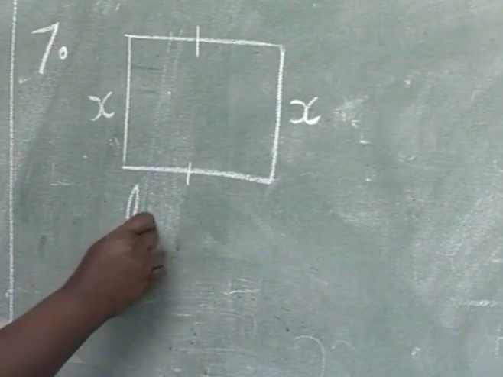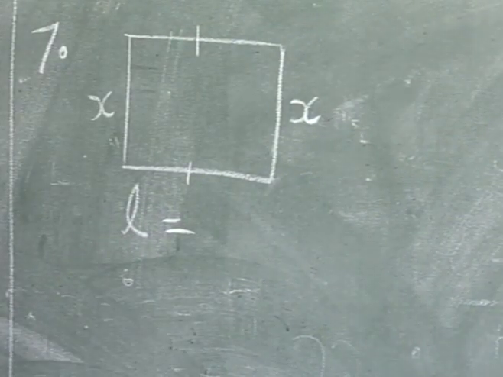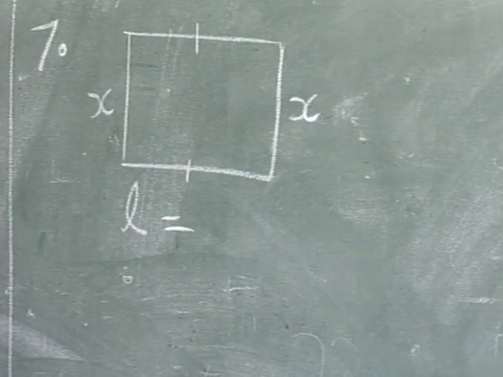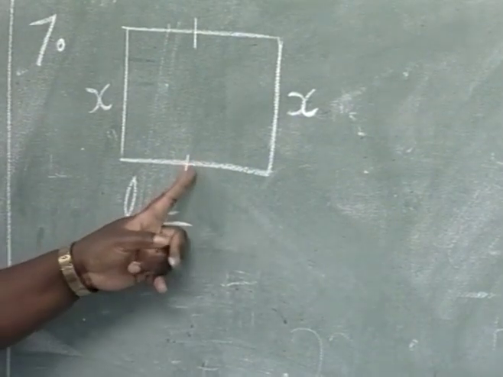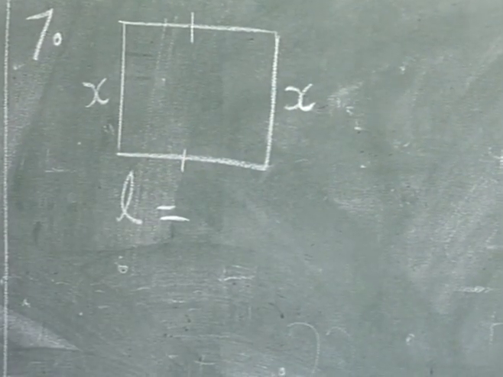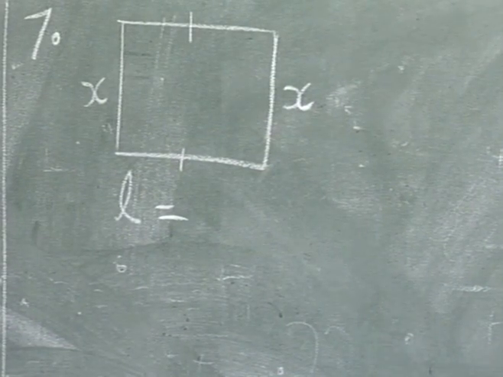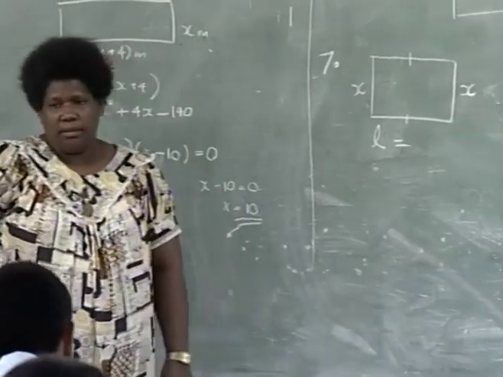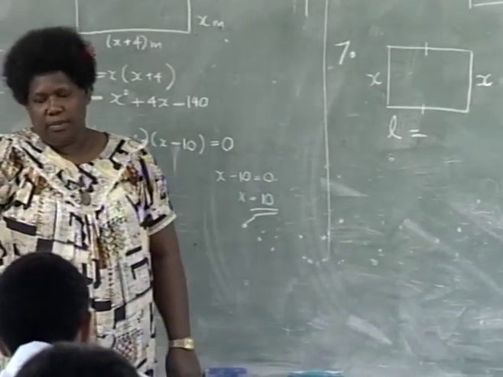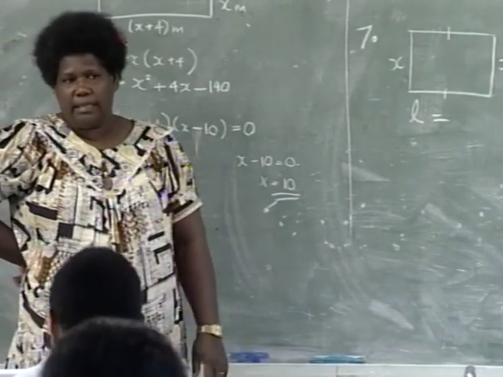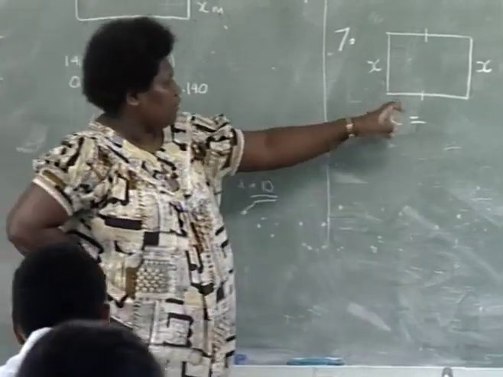Now, can someone tell me what one of these lengths will be? One length, one of this one. 50 divided by xy. Is it because the area is 50? All right, what if I wanted to use only one letter instead of two letters? I want an expression for the length.